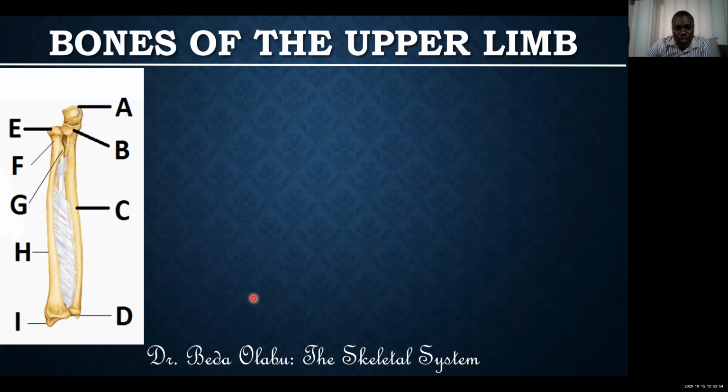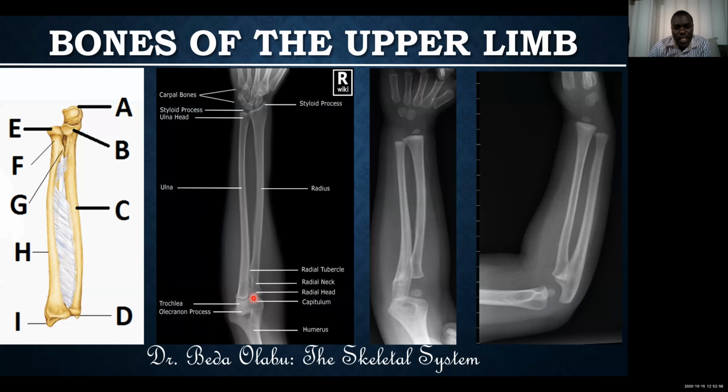Then we have bones of the forearm, which is radius and ulna. The radius is shorter than the ulna. The ulna has a notch. The radius has a rounded head proximally. That's how you distinguish them. So this would be ulna, this would be radius. This is radius, this is ulna. This is ulna, this is radius.